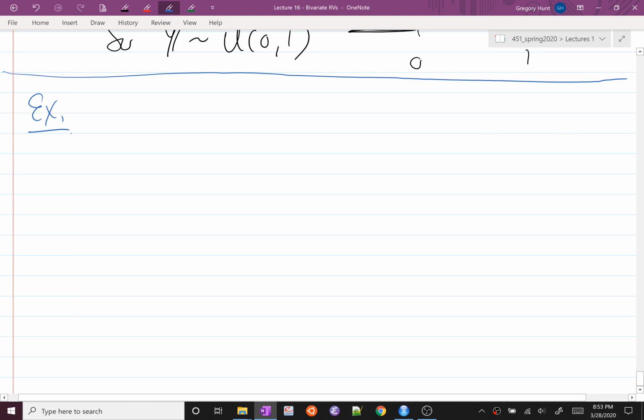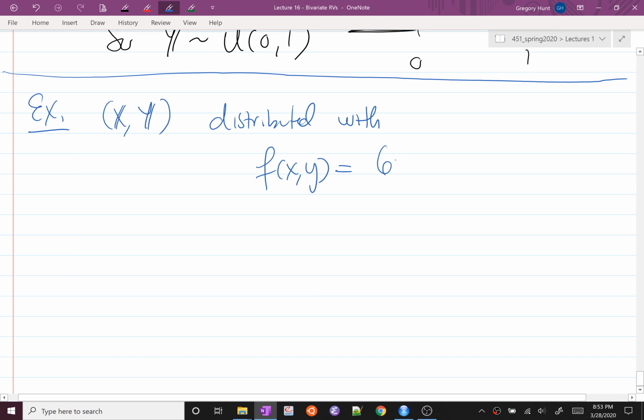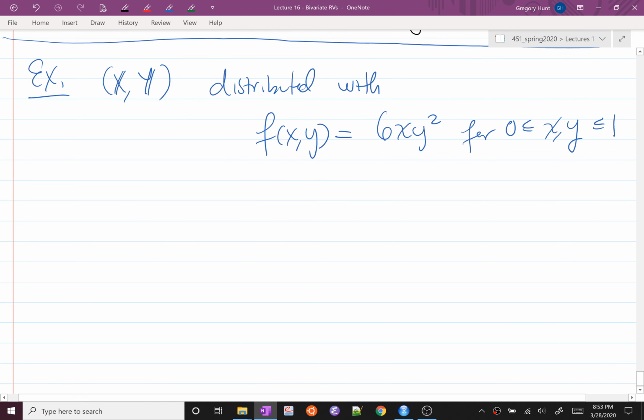We're going to have a bivariate random variable distributed with a joint PDF f(x,y), which is 6xy squared. Oh, sorry, not quite. There's necessarily no relationship between x and y, just that they are both between 0 and 1. And by definition it's 0 everywhere else. So let's draw the picture. That's always the most useful way to do these problems.